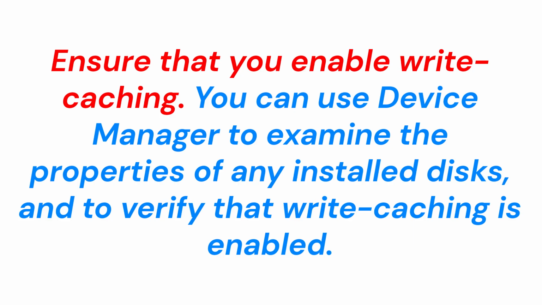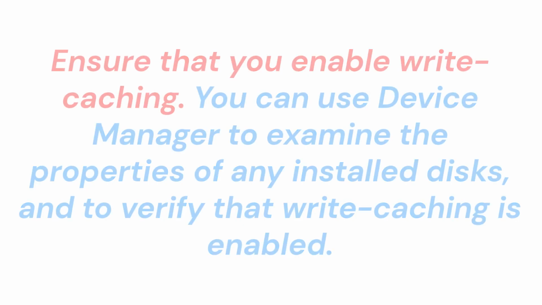You can use Device Manager to examine the properties of any installed disks and to verify that write caching is enabled. Distribute the disk load across all available disks. If your computer has multiple physical disks, consider distributing disk-intensive activities across these disks. For example, you can install the Windows operating system and applications on one disk, the paging file on another disk, and your data files on a third disk.